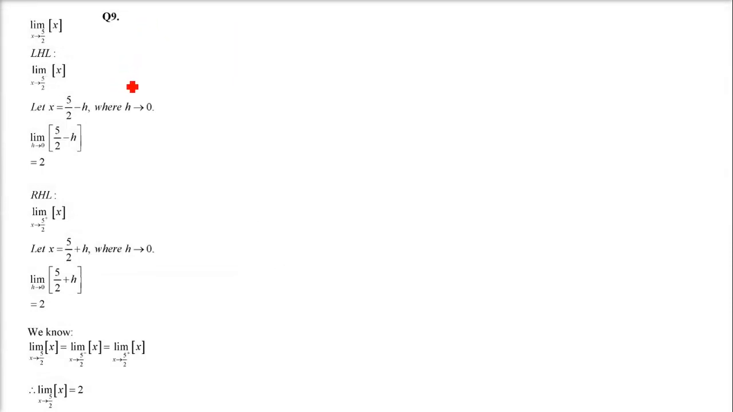Question number 9 now. Find the limit of the greatest integer function as x tends to 5 by 2. Now this question is repeated again in the 14th question, so just see it very carefully. Let me make a number line with 1, 2, 3. We are talking about 5 by 2, that is 2.5.